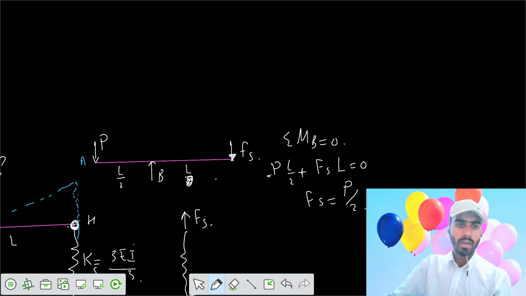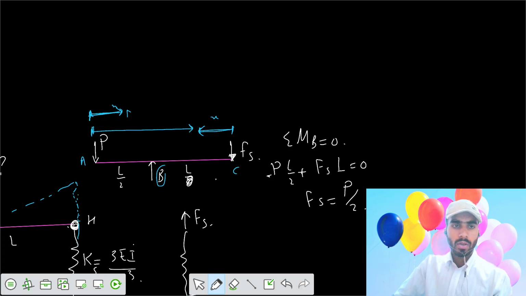point A. Let's cut the section for this one at any x, and for this one cut the section at any x. Here we don't need the value of the reaction at B, so we can cut the section. For this part we cut it from here, and for this part we cut it from here. If you want to take x from A for this part, B, C also, there is no issue.